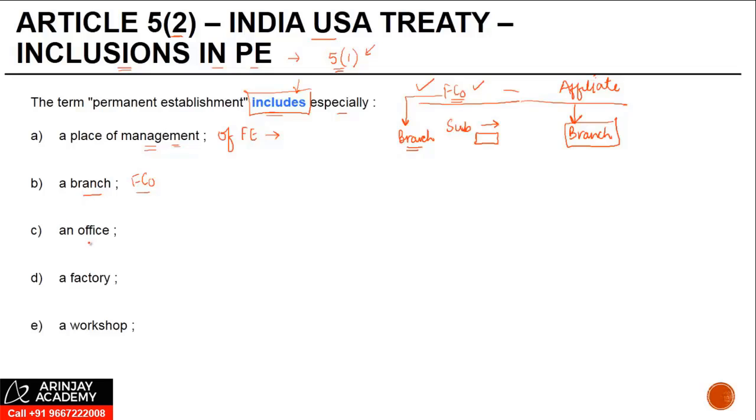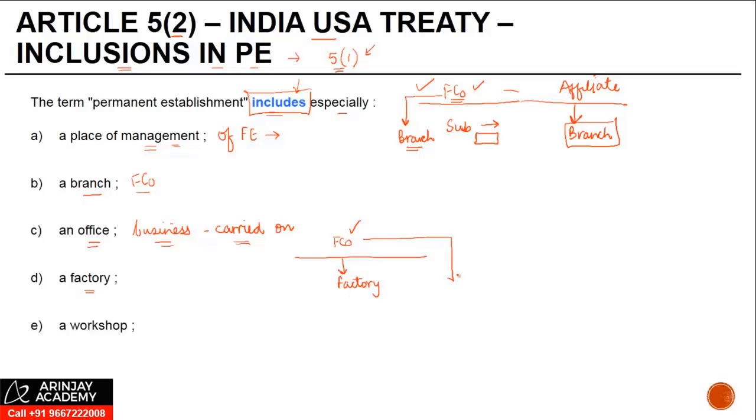An office. What kind of office? From where the business of the enterprise is carried on. Just because you have a liaison office which is not carrying on any activity, it may not necessarily amount to a PE. A factory. Many times you will see that a foreign company may have a factory in India. In such a case, this factory will be considered as a PE of the foreign company.